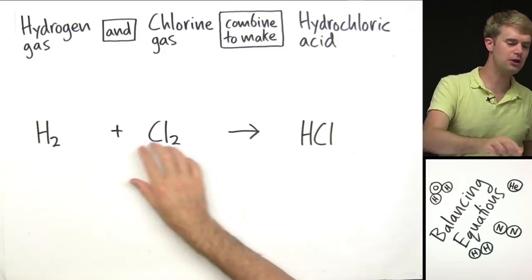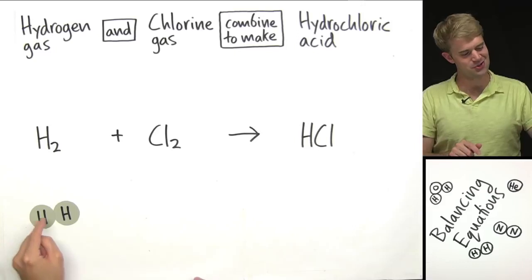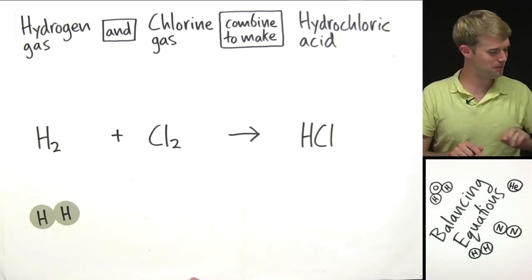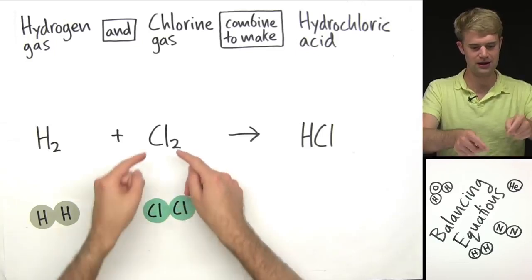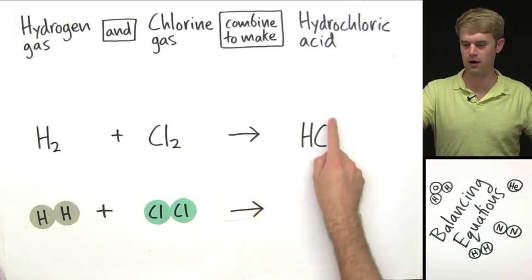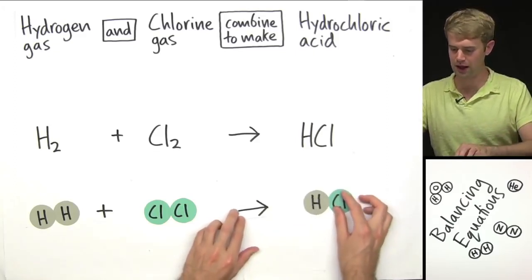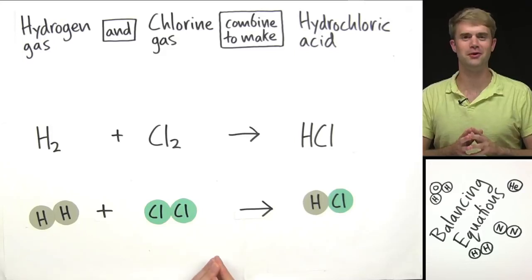So we've got a molecule of hydrogen gas. It looks like this. We've got 2 hydrogen atoms, 1, 2. Then we've got some chlorine gas. We've got a molecule of that, 2 chlorine atoms. Got our arrow, and finally a molecule of hydrochloric acid. So there it is, 1 hydrogen and 1 chlorine.